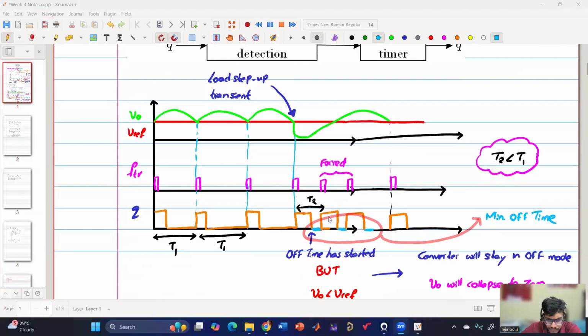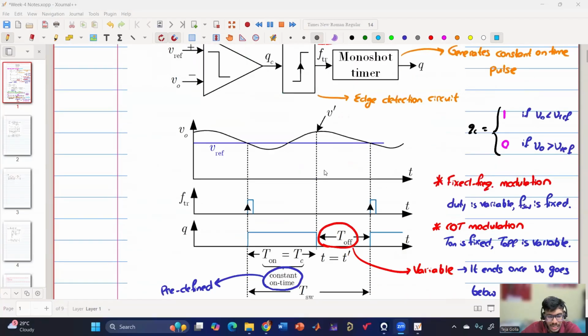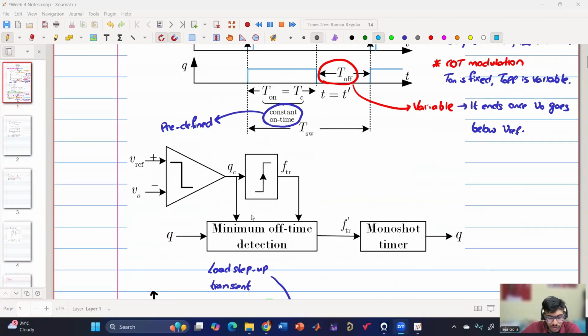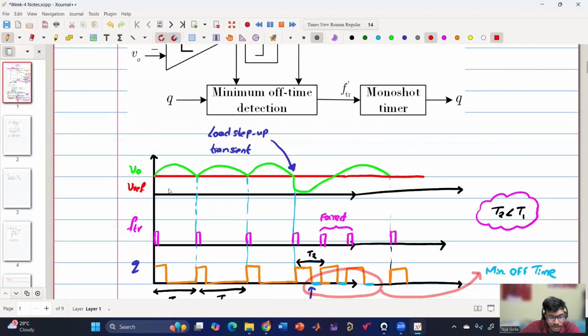And in that case, in that region, the time period will be minimum, or I can say the switching frequency will be maximum. So that's why the constant on time will need minimum off time. So that's why we have minimum off time detection. So this constant on time will be needing minimum off time, and it is very much needed. And one more thing, if you see, V reference is below V naught. So the reference is at the valley point. So that's why it is also called valley control.